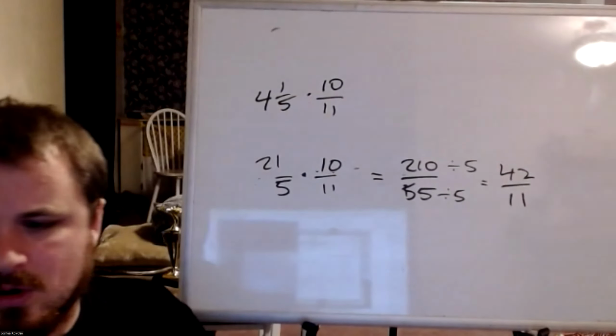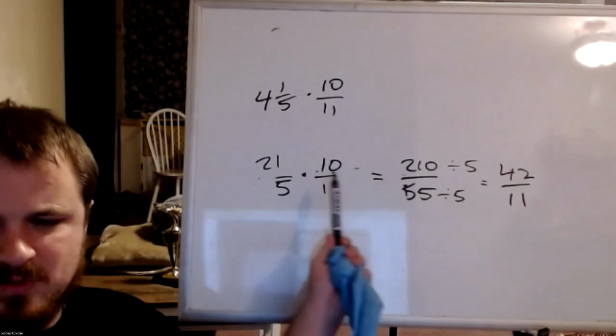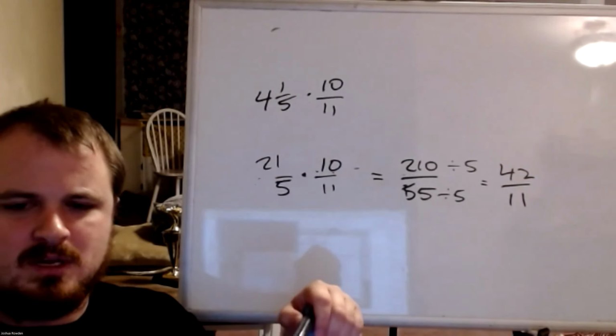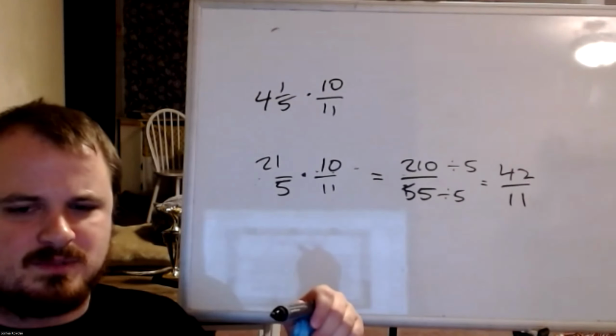And you're right back where you were, except it's just easier to divide with smaller numbers before you multiply them and make them into bigger numbers. So that's why with multiplying and dividing, it's always best to reduce before you do any problems.